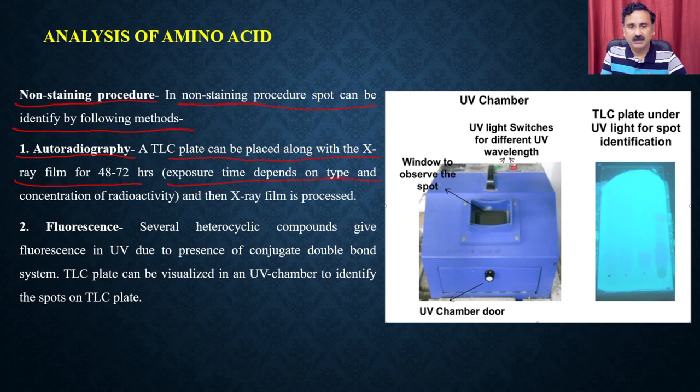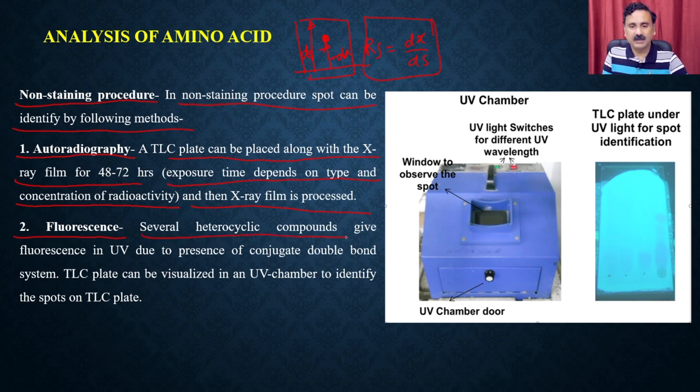Exposure time depends on the time and the concentration of the radioactivity, and then the X-ray film is processed. So you can have the radioactive amino acids exposed to the X-ray film, and it is going to give you the spot on the X-ray film, and then you can do all the calculations from this particular spot. For example, you can do the RF calculations with DX and DS, and you get the RF values, and that RF value you can use for identification of the unknown spots. The second is fluorescence.